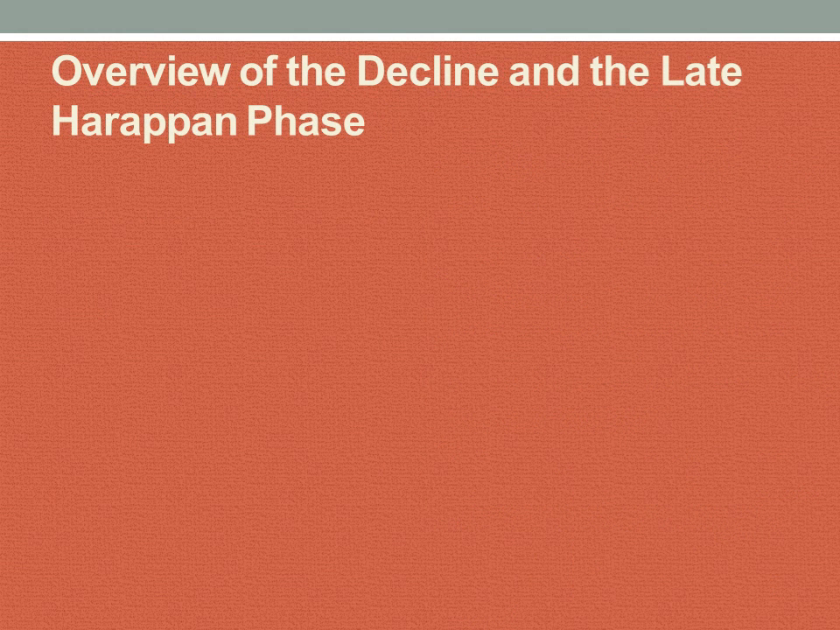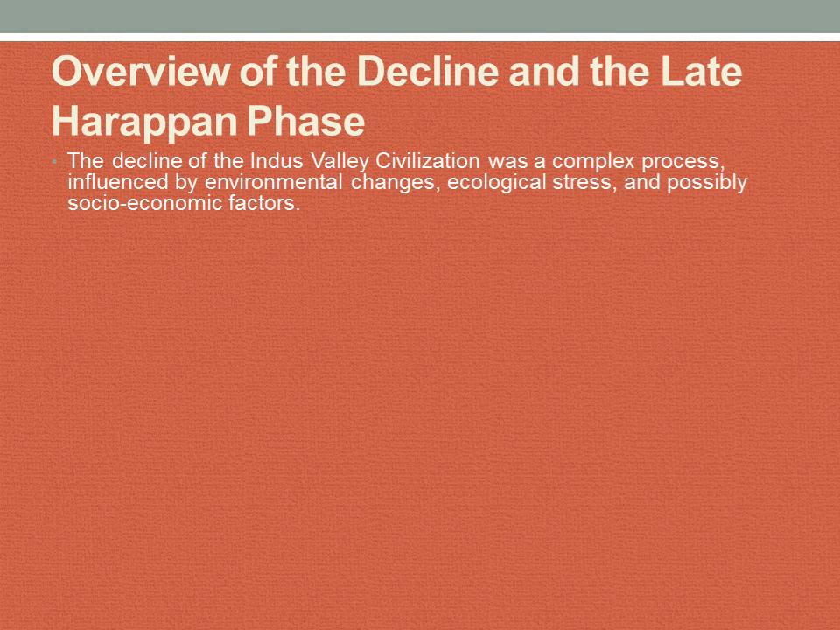Now, an overview of the decline and the late Harappan phase. We will go through a summary of the entire presentation in this slide. The decline of the Indus Valley Civilization was a complex process. It was influenced by environmental changes, ecological stress, and possibly socio-economic factors. So there was not one single reason for the decline of the Indus Valley Civilization, and that possibly happened because of numerous complex processes.